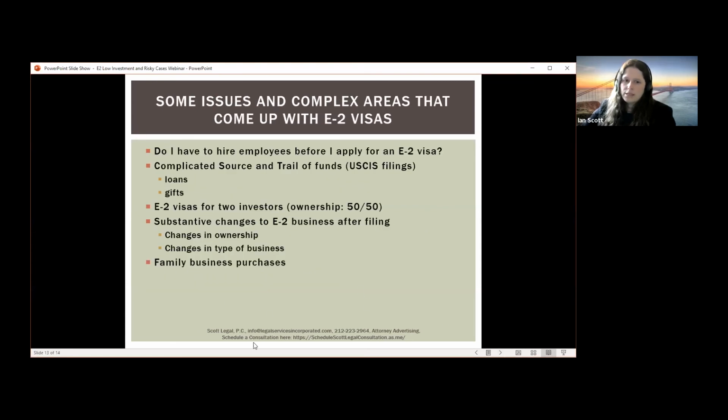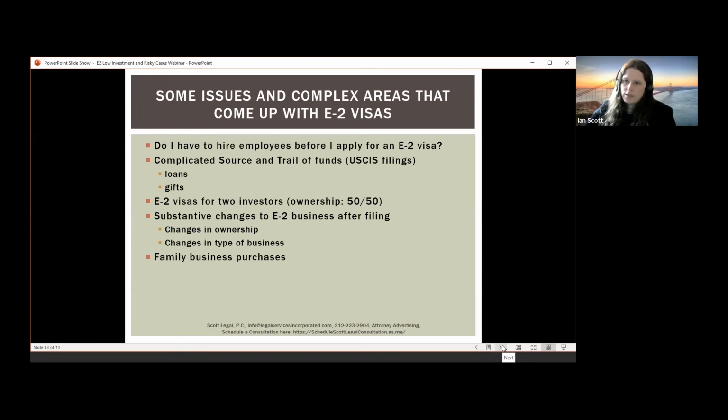So, some issues that come up with E-2 visas. One question that comes up: do I have to hire employees before I apply for an E-2 visa? No, you don't. You absolutely don't. It's not a requirement. For startups, it's very clear that you can apply with a 5-year business plan that shows a personnel plan that you plan to hire employees over 5 years. However, it is very helpful to hire employees, if you're able to. But many of our clients, in fact even most of our clients, do not and are still able to be successful. But it can be very helpful, especially if you have some of the risk factors that we discussed earlier.